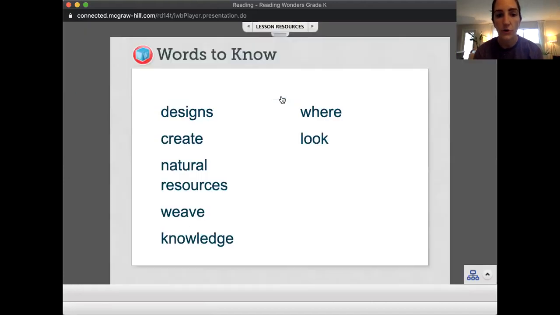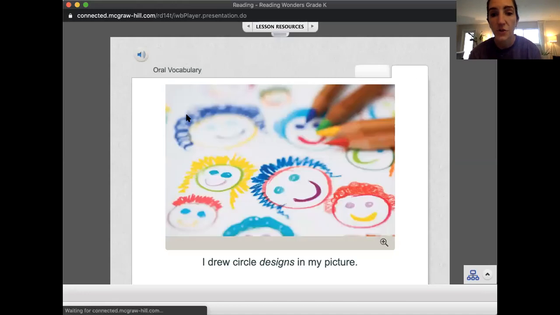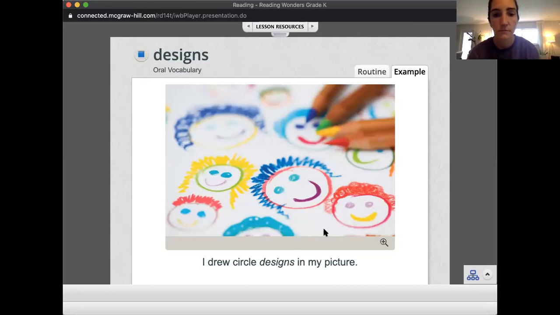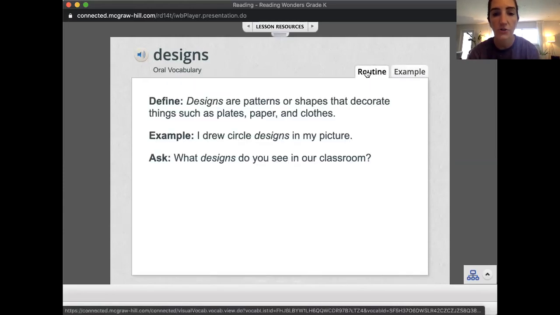Let's look at our words, the words to know this week, because they will be in your listening comprehension story. So repeat after me. Designs. Let me hear you say it. Designs. I drew circle designs in my picture. Look at those designs. So a design is patterns or shapes that decorate things like plates, paper, and clothes.